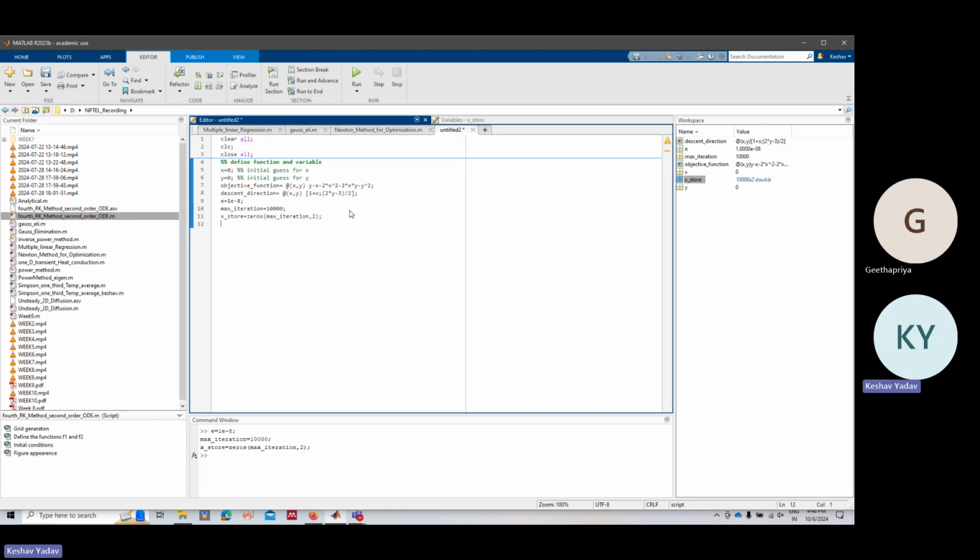Now I need to write the main part of the program. So Newton's method for 2D optimization. Okay, so for i equal to 1 to maximum iteration, we will go.